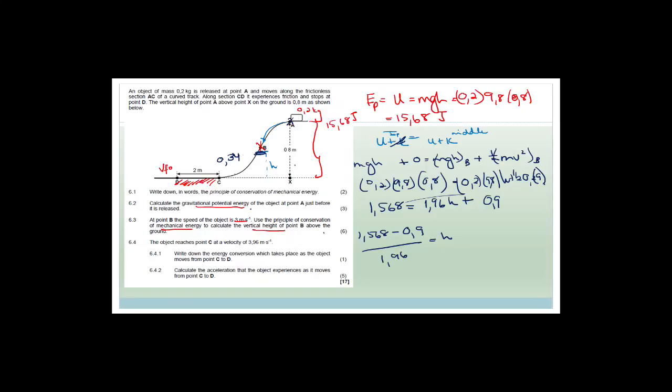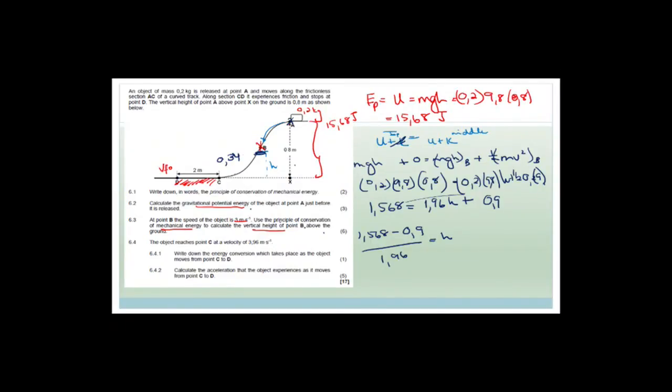So it's obviously sped up as it's been going down, which is good. Now it says write down the energy conversion which takes place as the object moves from C to D. So the energy transfer is going to be kinetic energy to friction energy or sound energy, right? Then it says calculate the acceleration the object experiences as it moves from point C to D.